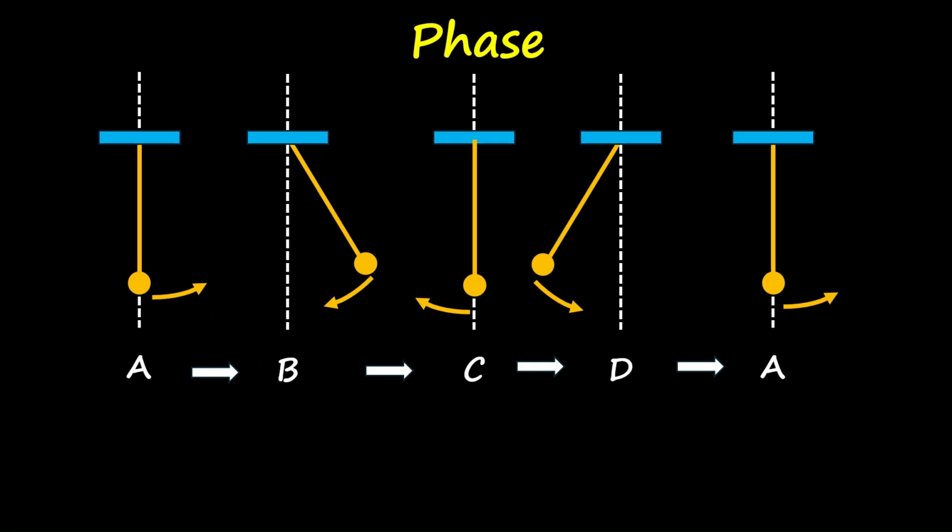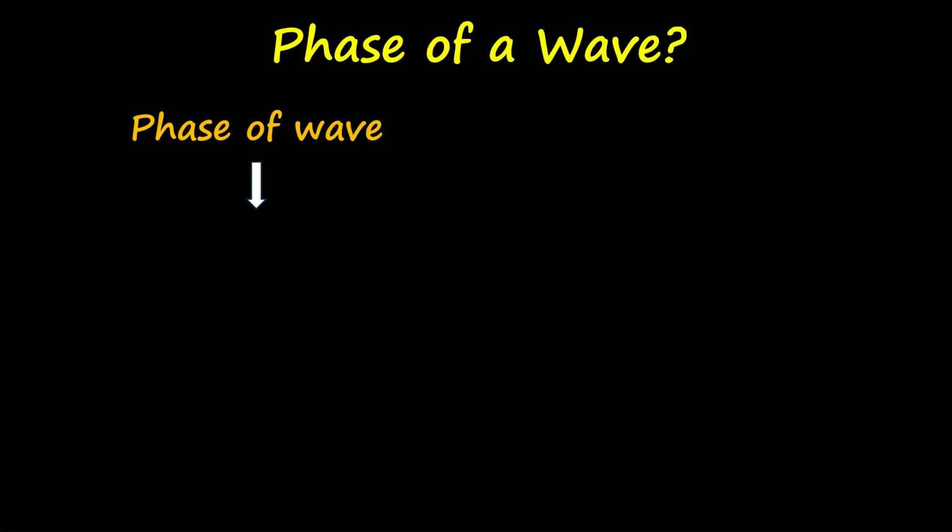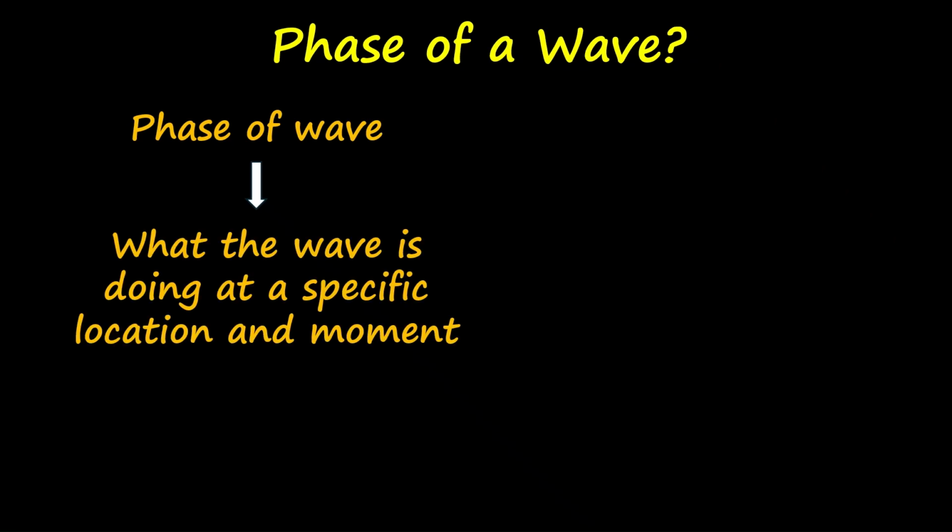Now, this A, B, C, D, A are different states of motion of this oscillation. So, in oscillation, the phase determines the state of motion. What is the phase of a wave? The phase of a wave tells us what the wave is doing at a specific location and moment, whether it is at a crest or trough or somewhere in between. So basically this depends on the position and time. Here I am denoting the phase by phi, and it is a function of x and t.